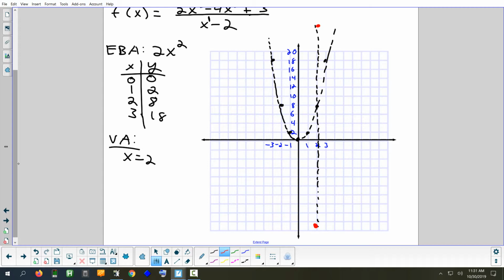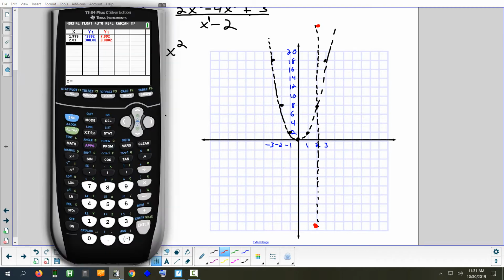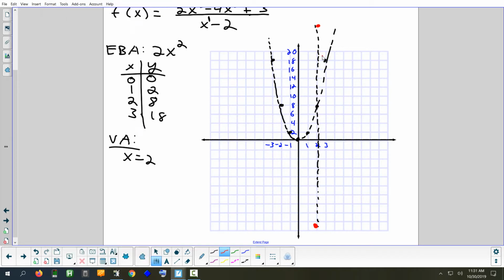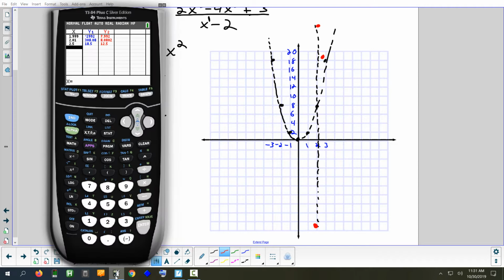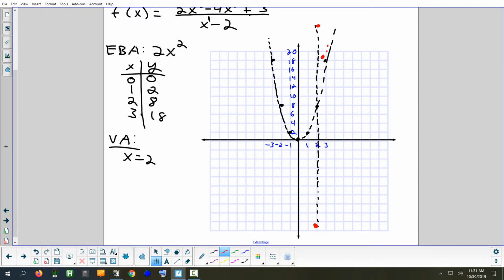Okay, let's get some more points. Let's try, I think maybe like 2.5. That would be a good one. Just barely on the graph. Remember, we're looking at Y1. Y2 is my asymptote. So 2.5, 18.5. 2.5 is like right around here, maybe. I could try 3, but I think I'm going to be off the graph at that point. Yeah, kind of off the graph. 321. So that would be like, that's 20. 1 is like right there.